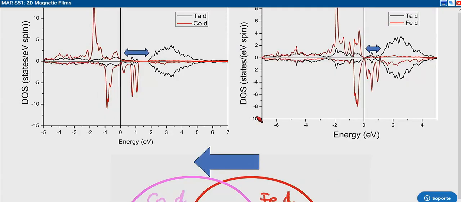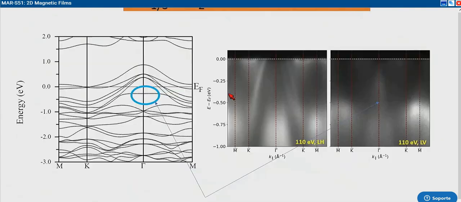The main difference between the iron and the cobalt compound is, of course, the fact that cobalt is smaller. The cobalt D bands are lower in energy than the iron D bands, and this creates this change in the electronic structure, that the tantalum D bands up here in black come much closer to the Fermi level in the iron case. So in the iron case, you will have a much stronger hybridization between tantalum D and iron D states.